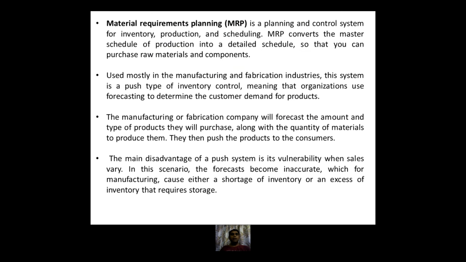More points regarding MRP. MRP is a planning and control system for inventory, production, and schedule. MRP converts the master schedule of production into a detailed schedule so that you can purchase raw material and components. It is used mostly in manufacturing and fabrication industries. This system is a push type inventory control, meaning that organization uses forecasting to determine the customer demand for products. The manufacturing or fabrication company will forecast the amount and type of products they will purchase, along with the quantity of material to produce. They then push the products to the consumers or to the customers.